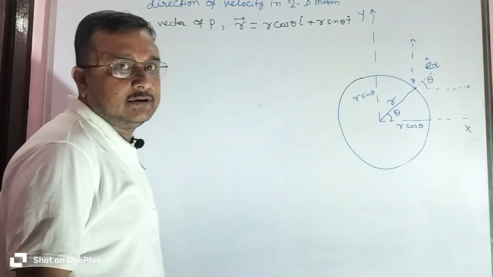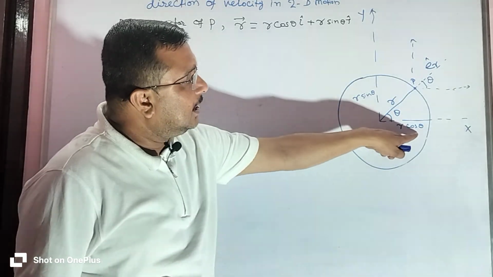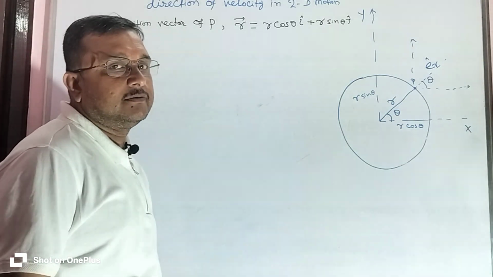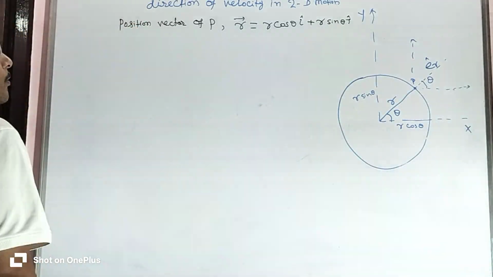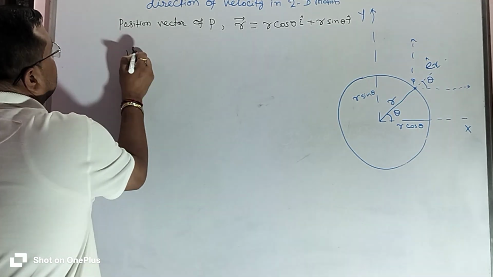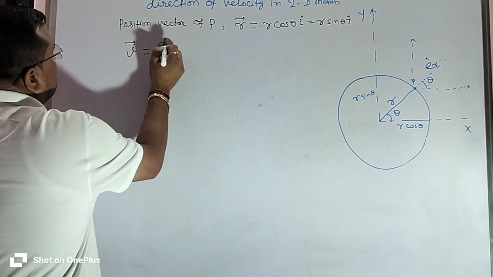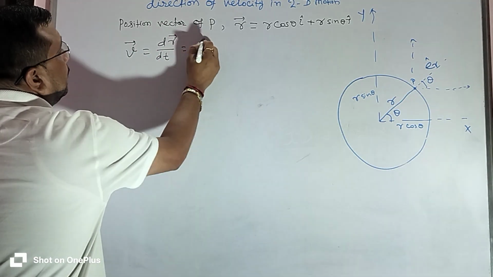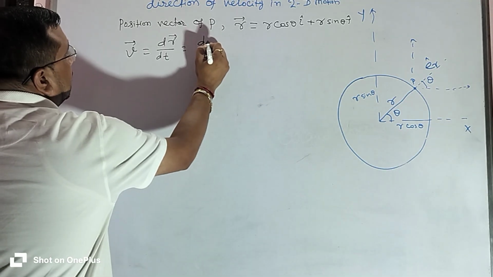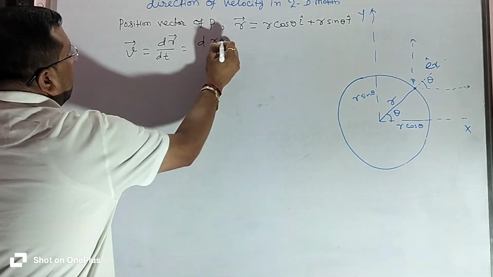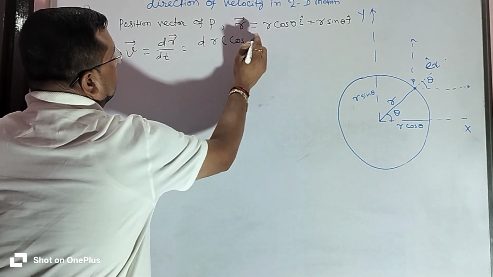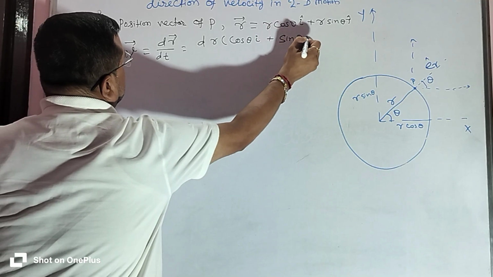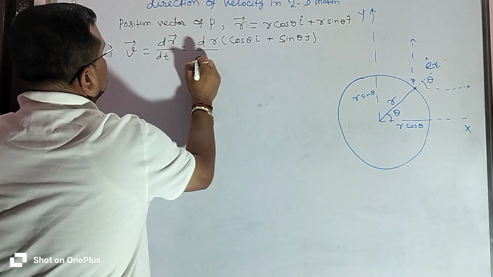We can write that r cos theta in the x direction, so i; in the y direction r sin theta, so it is j. So now if we want to find out the velocity, how can we find it? We know that v is defined as dr by dt, meaning we take dr, and r we have taken common from here: r times cos theta i plus sin theta j, by dt.